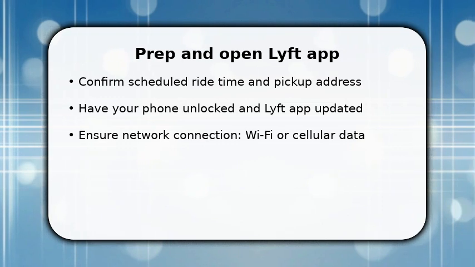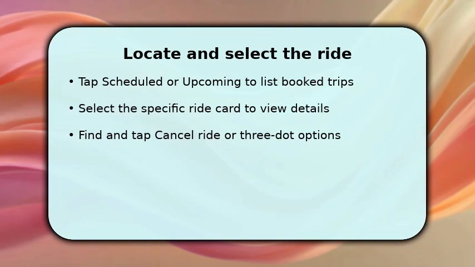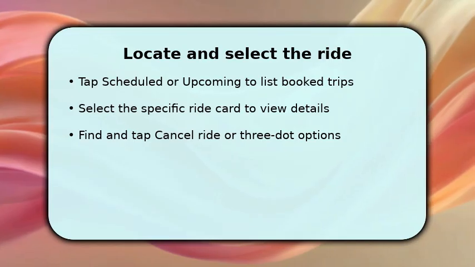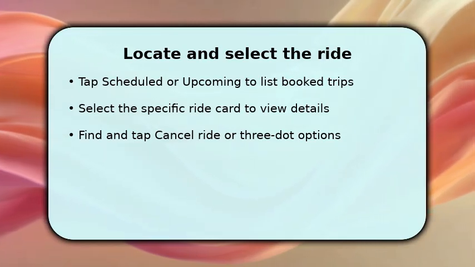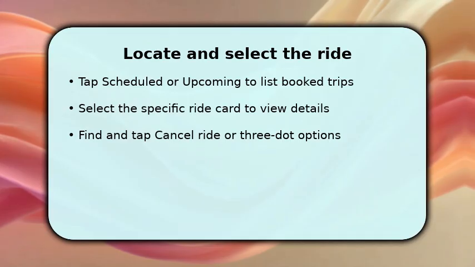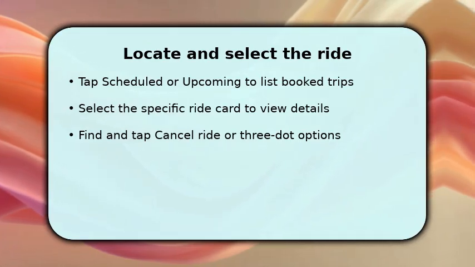Now you'll find the correct booking. Tap Scheduled or Upcoming and choose the trip you want to cancel. Once the ride card opens, review driver status and any notes. This prevents canceling an active or rebooked trip accidentally.